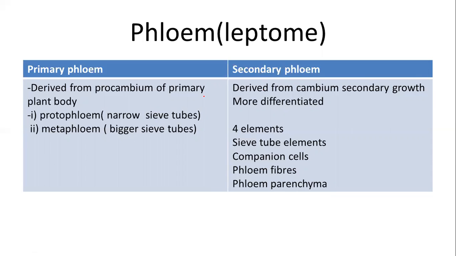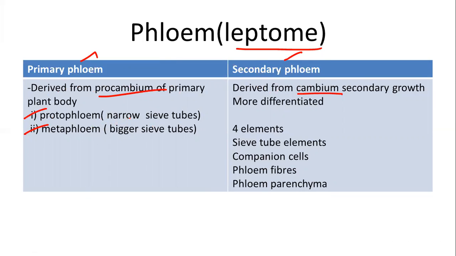Phloem is also called leptome. Again, phloem is of two types: primary phloem and secondary phloem. As I already said, that derived from procambium is called primary, and that derived from cambium is called secondary. Here also, primary phloem has two types: protophloem and metaphloem.